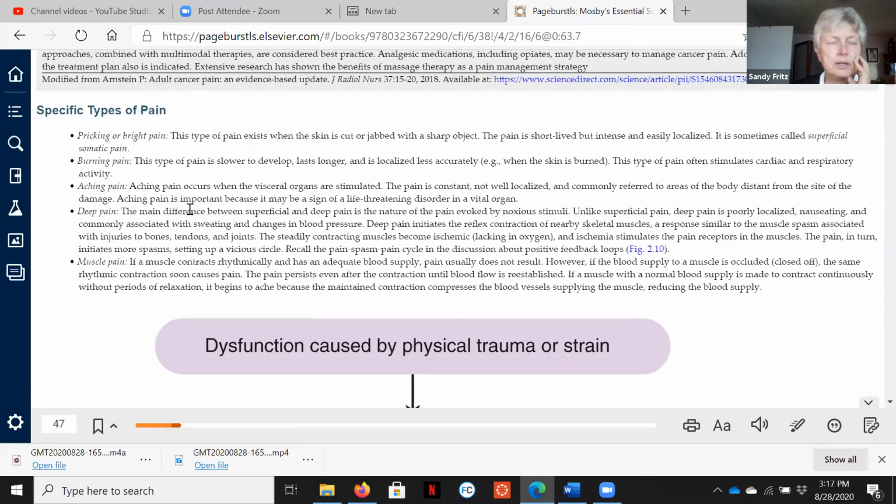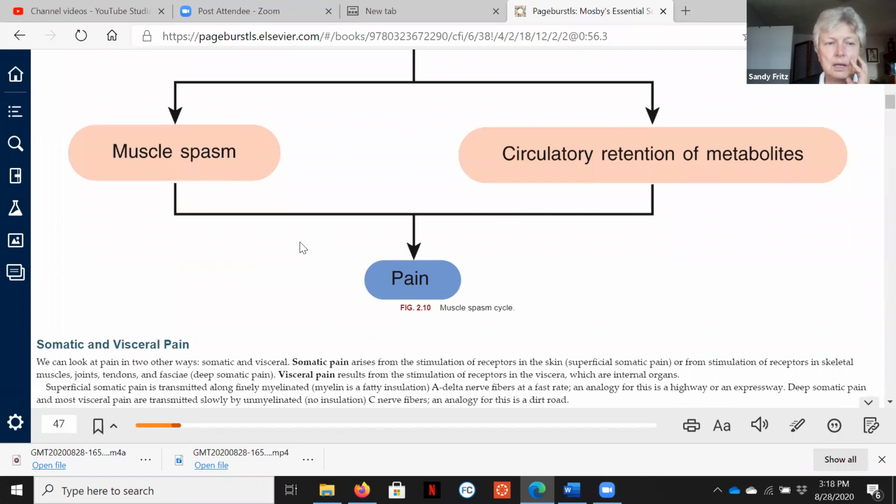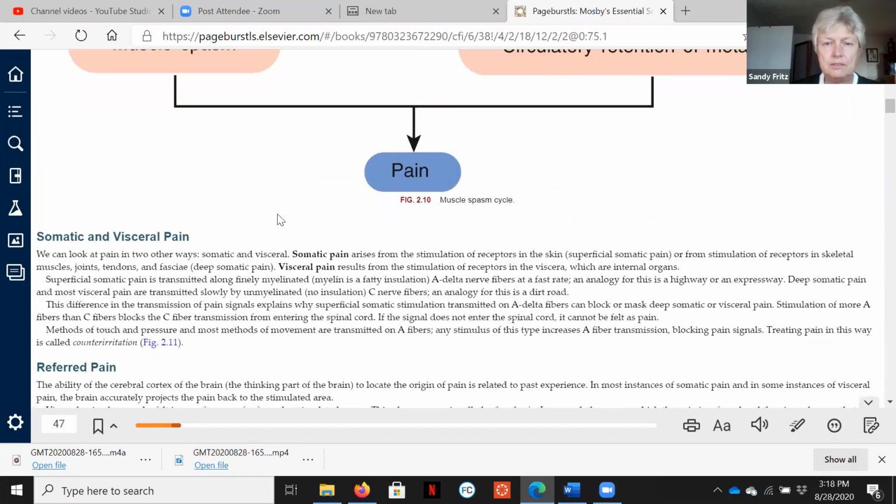Use the content here to start to understand the experience of being in pain, not just the sensation. And then what does happen physically when we experience a pain sensation, whether it's productive or non-productive. Knowing the difference between somatic and visceral pain experiences.